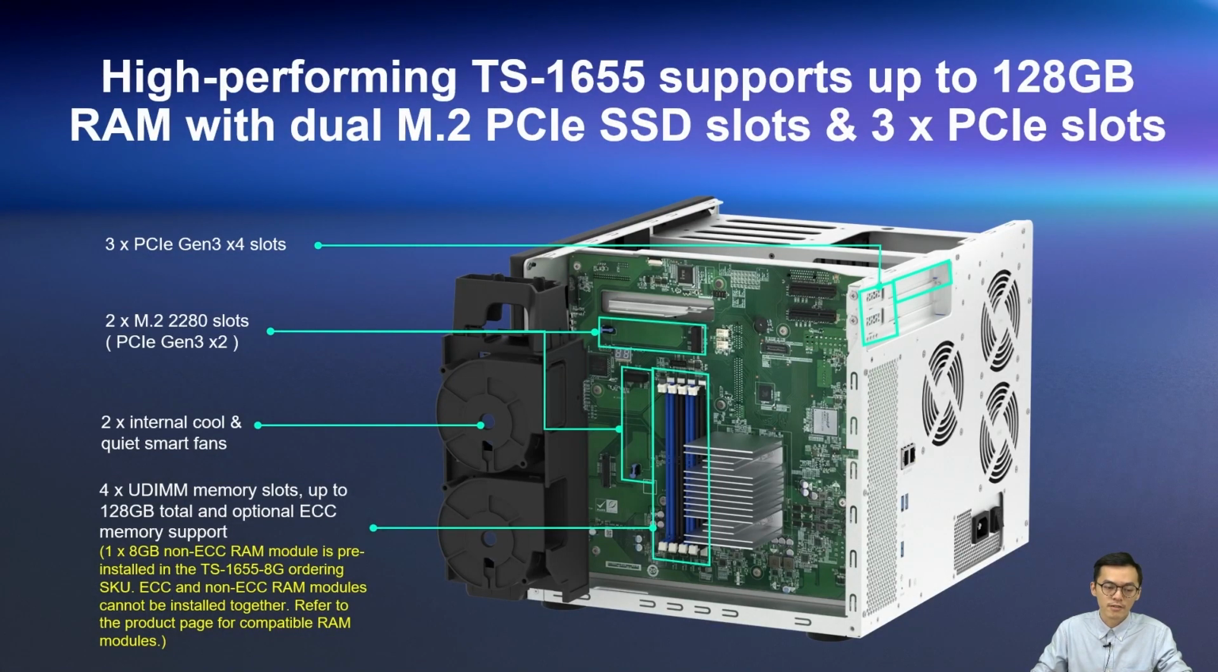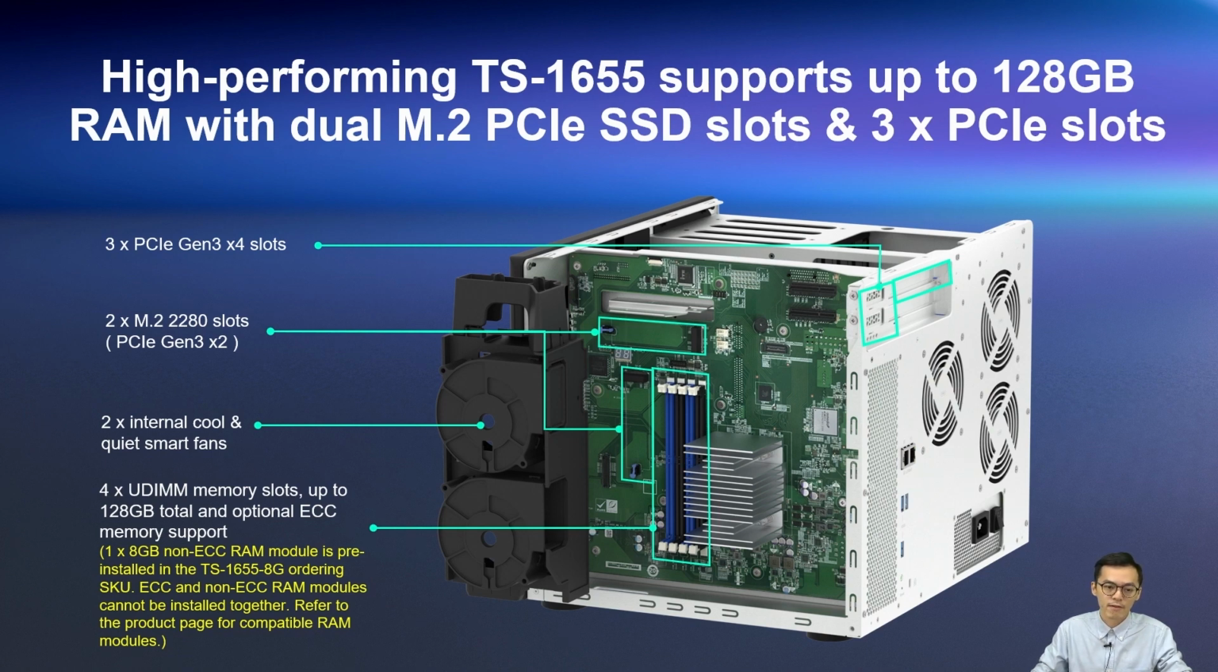And this page shows the inside view of the TS-1655. First, remove the screws on the back of the NAS, and then remove the top cover. We can see there are 4 UDIMM slots, 2 M.2 SSD slots and 3 PCIe expansion slots. And the 3 PCIe slots can be seen above the back of the NAS. And if you take out the CPU fan, you can see the M.2 and the memory slots.